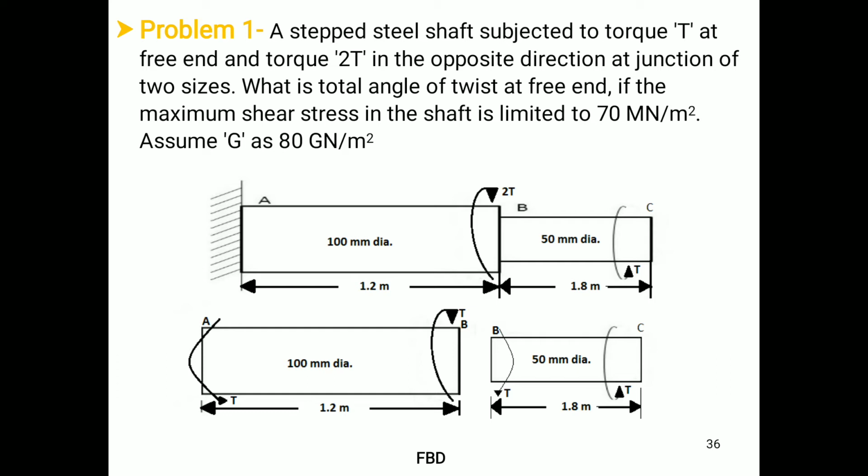What is the total angle of twist at its free end? If the maximum shear stress in the shaft is limited to 70 meganewton per meter square, assume G is equal to 80 giganewton per meter square.